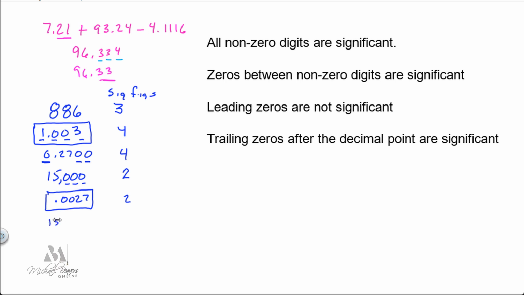What about 15,000.1? Well, even though we've got trailing zeros here, we have zeros in between non-zero numbers. So these would count. So we would have 1, 2, 3, 4, 5, 6 there.